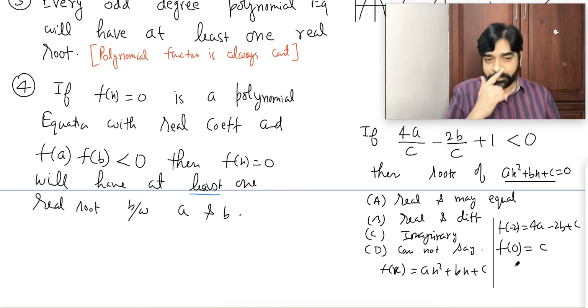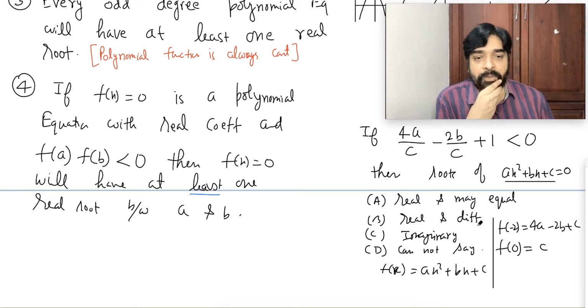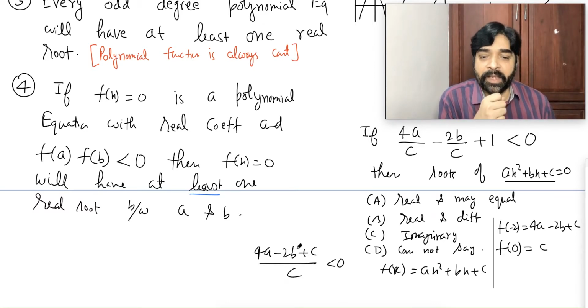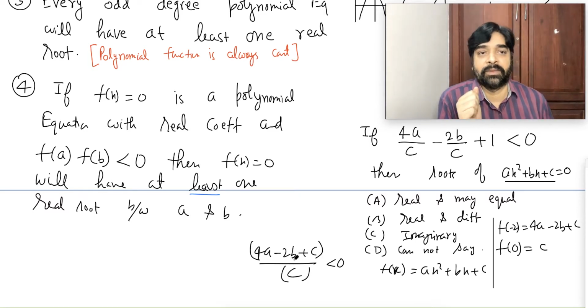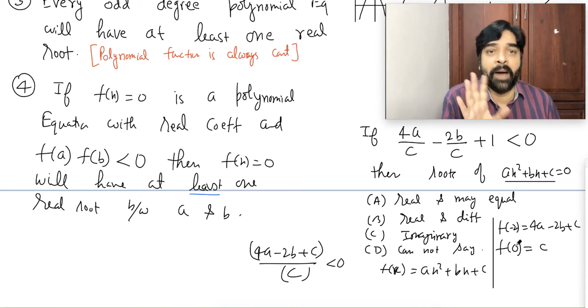Now, I want to know what is the sign of these two. Look, concentrate here. What is this saying? This is saying 4a minus 2b plus c divided by c is less than 0. What is the meaning of this? This and this have opposite sign, which means f of minus 2 and f of 0 have opposite sign.